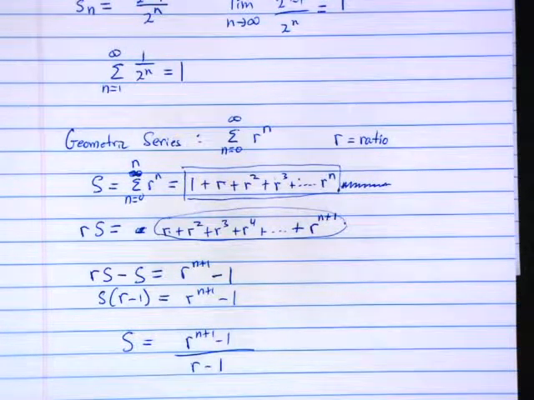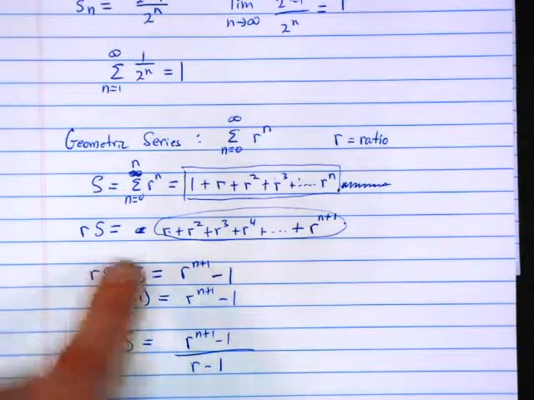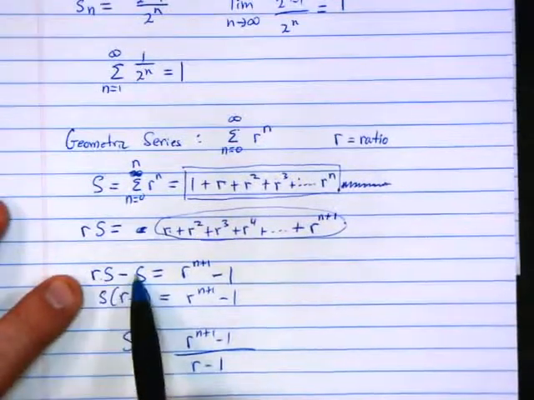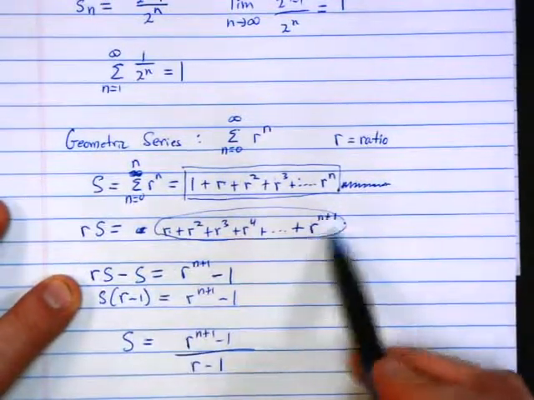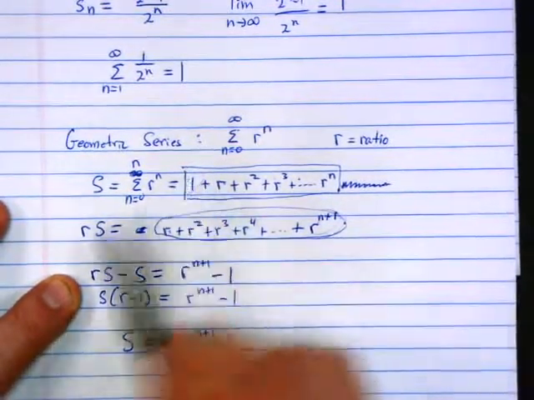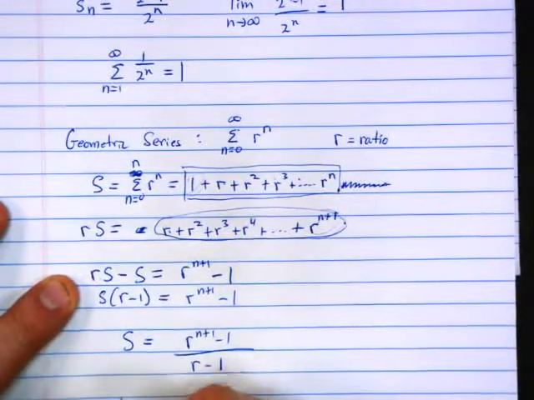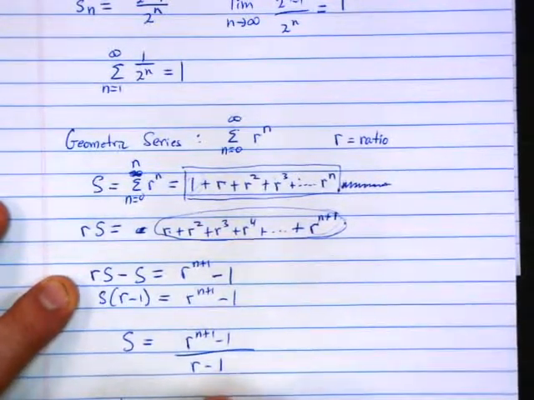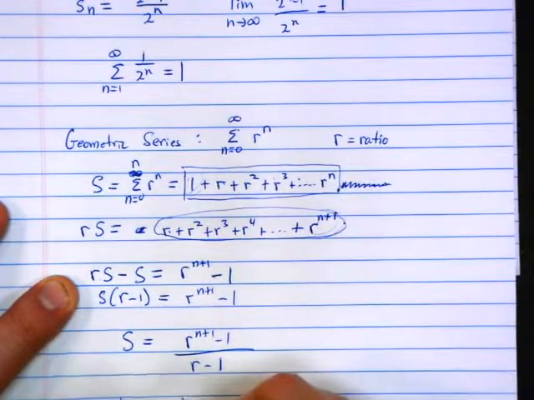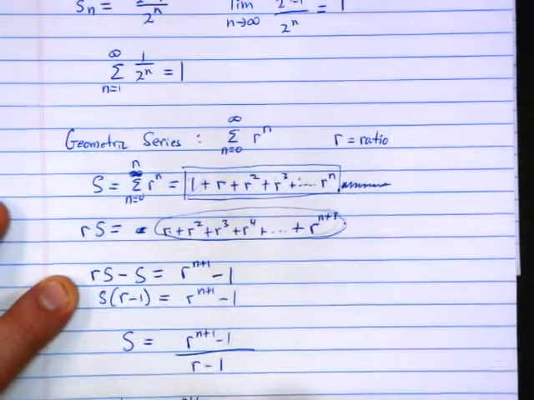Well, no, we're going to end up with a formula here, but it seems like one of my signs is backward. We were subtracting RS from S, right? So it shouldn't be 1 minus R to the n plus 1 instead of R. No, I'm okay. I took RS minus S, so this one's going to be positive, that one's going to be negative. RS minus S. Now, what's the limit as n goes to infinity of r to the n plus 1 minus 1 over r minus 1?